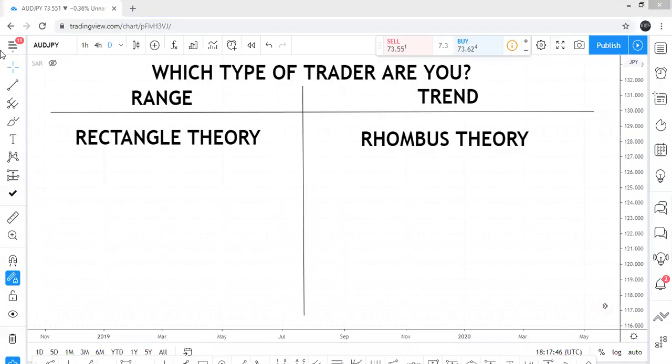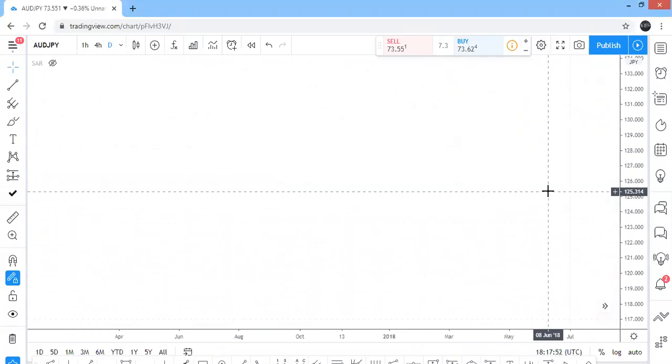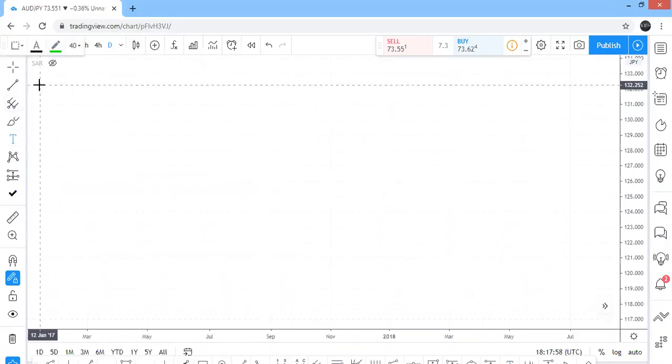So this does not mean I'm going to teach the entire strategy in full. This means I'm just going to lay a small foundation that is enough for you to be able to trade at your level.